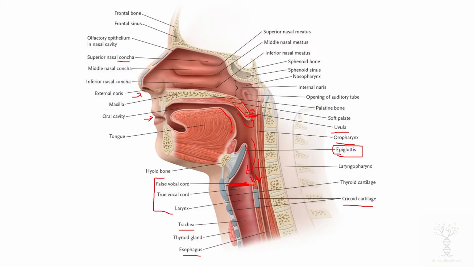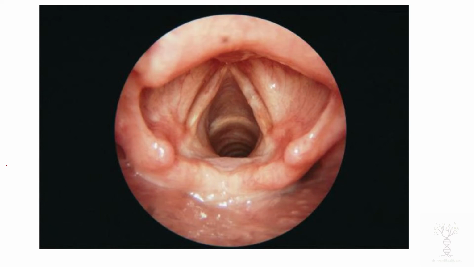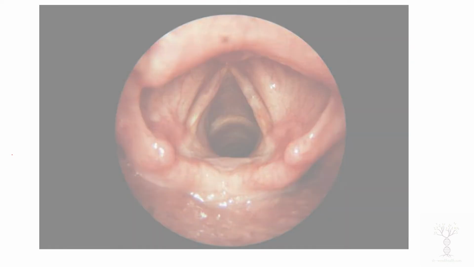And then the larynx, this is where we have our vocal cords. And here is a cool picture of what your vocal cords look like. So if you took a picture looking down into your larynx, then this is what you would see. So the vocal cords surround the opening to the larynx.